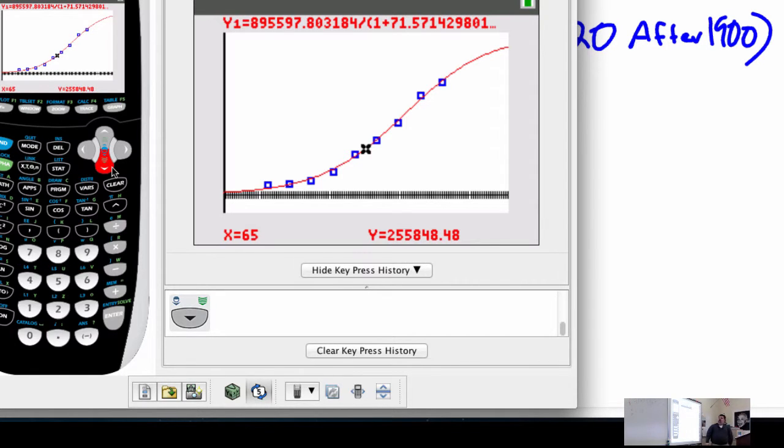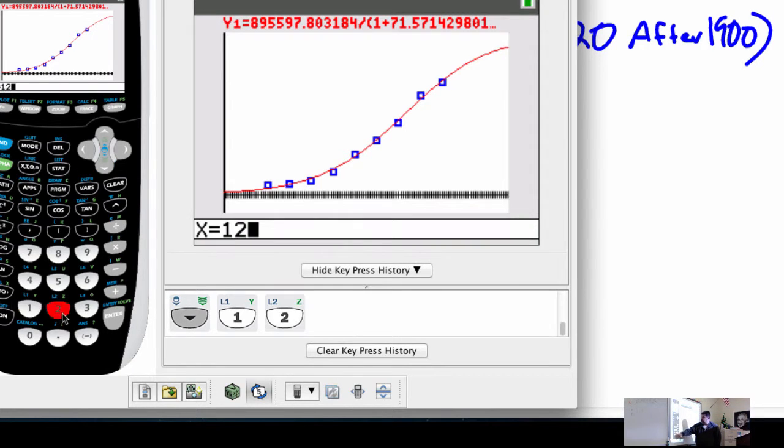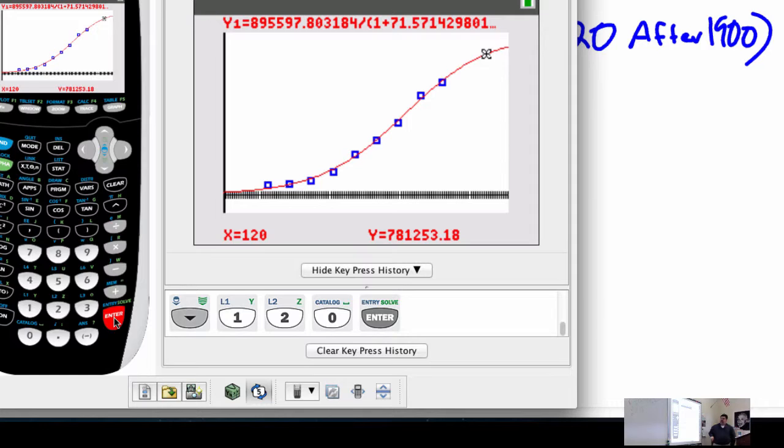So now that it's blinking, and I'm on the right function, if I just enter in 120, I get x equals 120. When I hit enter, it'll automatically find the point on the line where x equals 120, and it'll spit out the corresponding y value. So I hit that, boom, 781,253 people. So based on the current logistic model, in 2020 you would expect 781,000 people in Alaska.